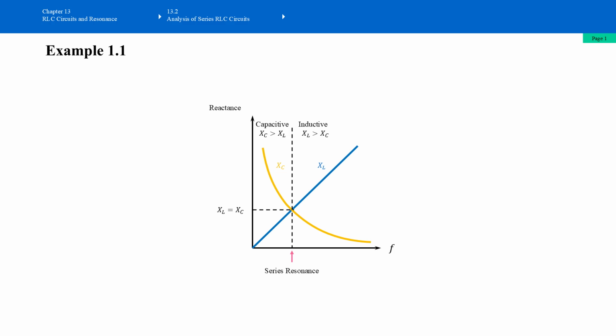When frequency increases, the yellow waveform, capacitive reactance, decreases. And at the same time, when frequency increases, the inductive reactance, the blue waveform, increases. At a certain frequency, they meet, which means they are the same. And that particular frequency is called series resonance.